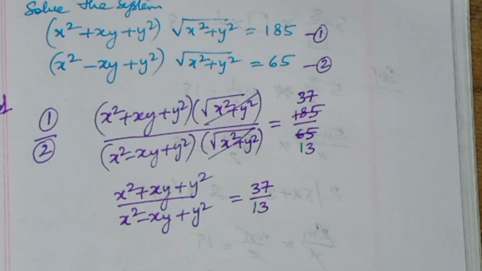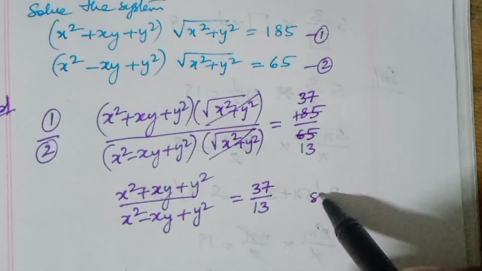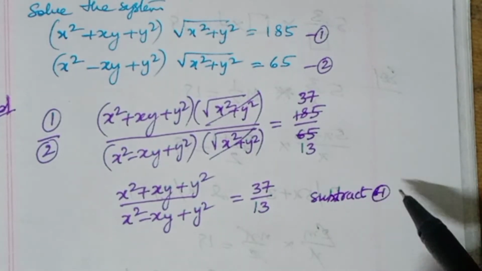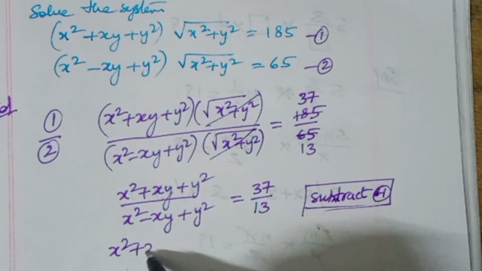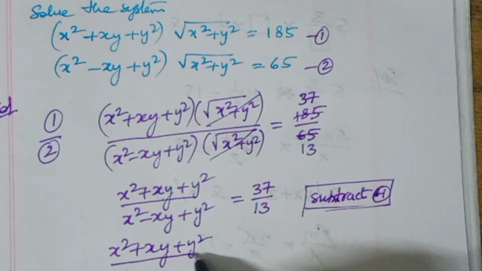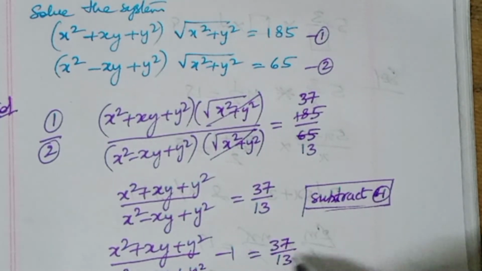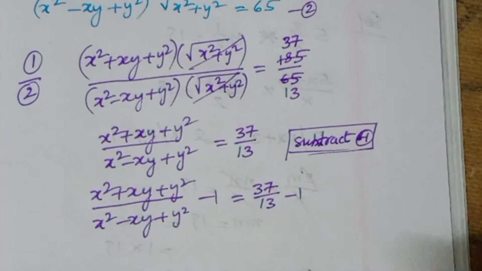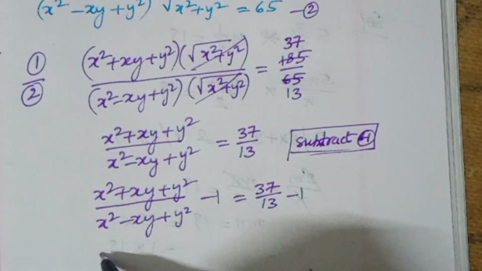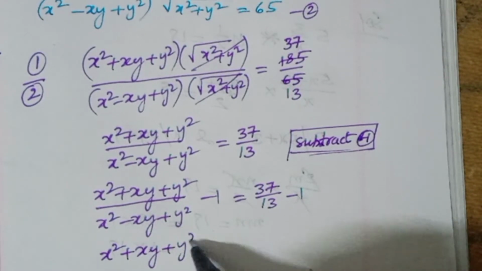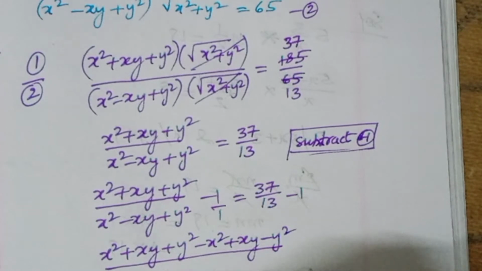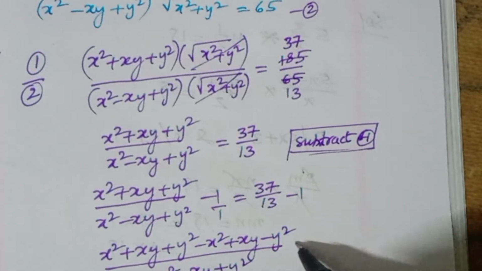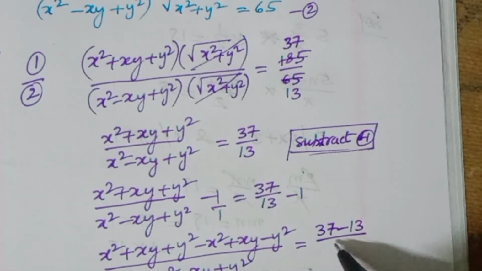So here another logical step you have to use. That is, you have to subtract 1 from both the sides, LHS and RHS. So the equation will be solved. (x² + xy + y²) by (x² − xy + y²) minus 1 equals 37 by 13 minus 1. So why are we taking this step? Here the values will cancel, only the numerator will get xy. See here how we are getting the numerator: xy plus y² minus x² plus xy minus y², by taking LCM, (x² − xy + y²), is equal to 37 minus 13 by 13.